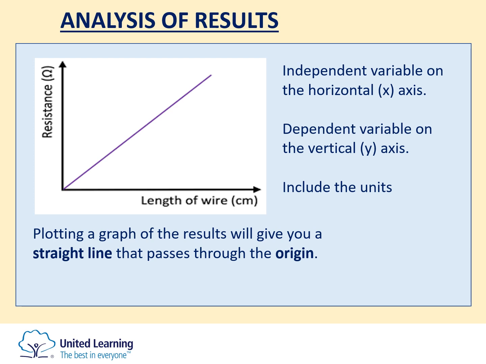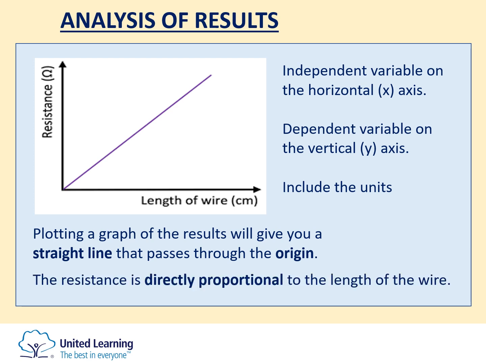The key phrase they're looking for here in exam questions is for you to say that the resistance of the wire is directly proportional to the length of the wire. Any straight line graph that goes through the origin, key phrase is directly proportional. If you said as the length increases, the resistance increases, that would only get you partial credit. That 2-word phrase there, directly proportional, is the important one.